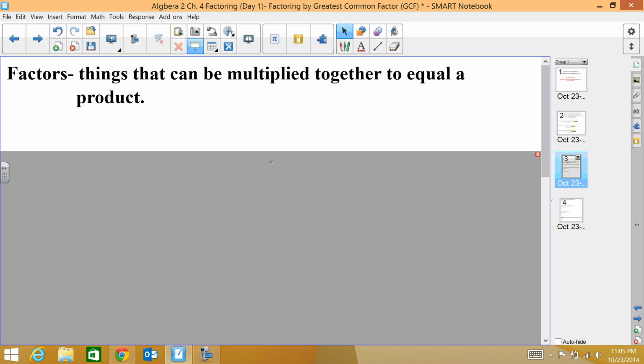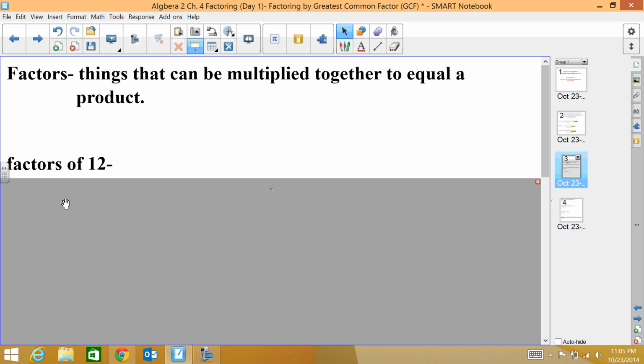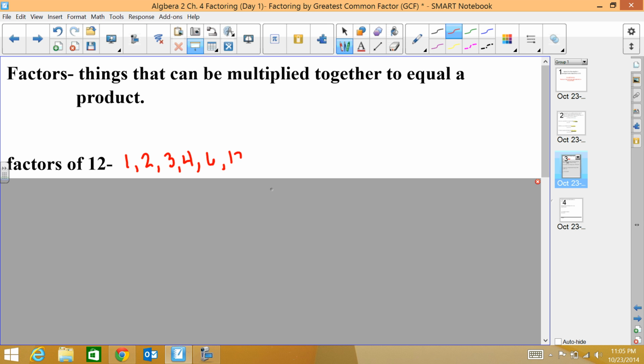So let's talk about all of the factors of 12. What numbers can we multiply to get 12? Well, I can do 1 times 12, so 1. I can do 2 times 6, so 2. I can do 3 times 4, so I would have 3 and 4. And then I said 6 because I did 2 times 6, and also 12 because 1 times 12. So 1, 2, 3, 4, 6, and 12 are all considered factors of 12 because those are things that can be multiplied in order to get 12.